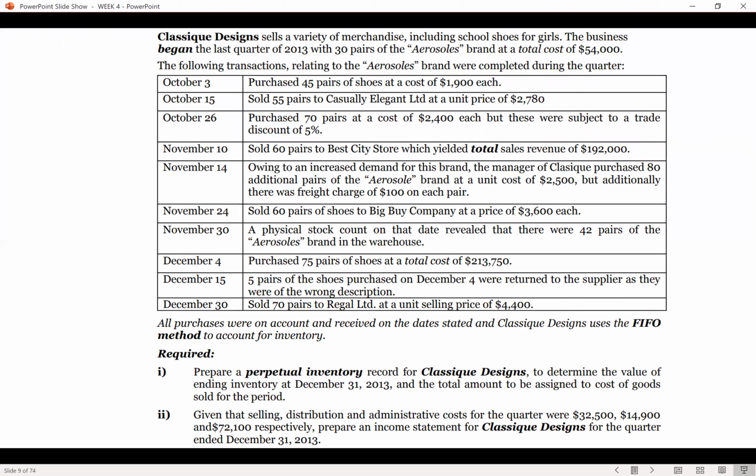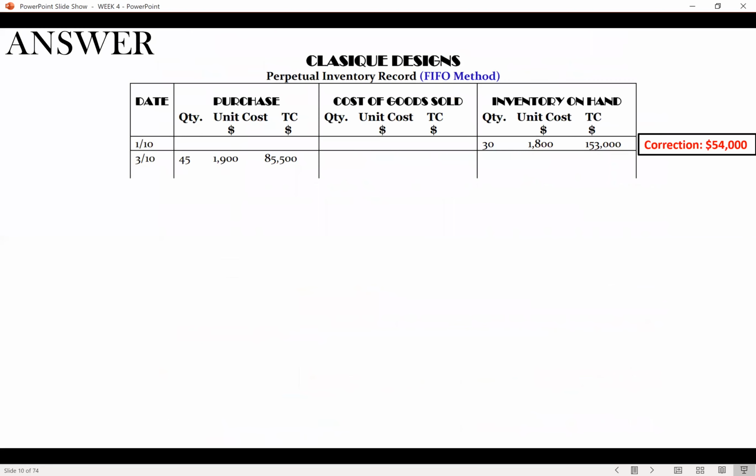So let's look at the other transactions. On October 3rd, what happened? We purchased 45 pairs of shoes at a cost of $1,900 each. So this is going in where? Our purchases column, right? And we'll be putting in our purchases column 45, the quantity, unit cost each, $1,900, and multiplying those, we get our total cost.